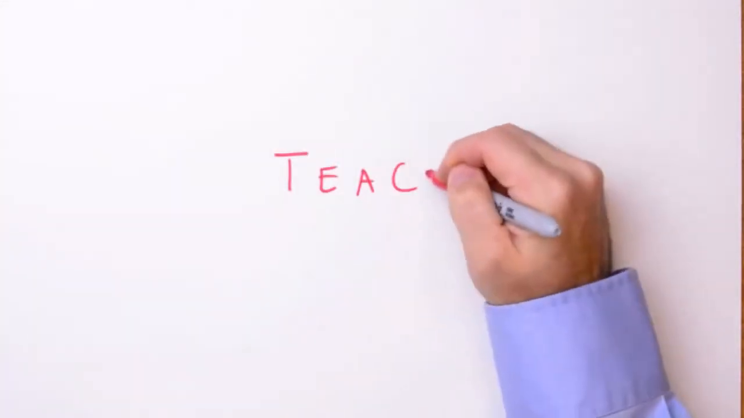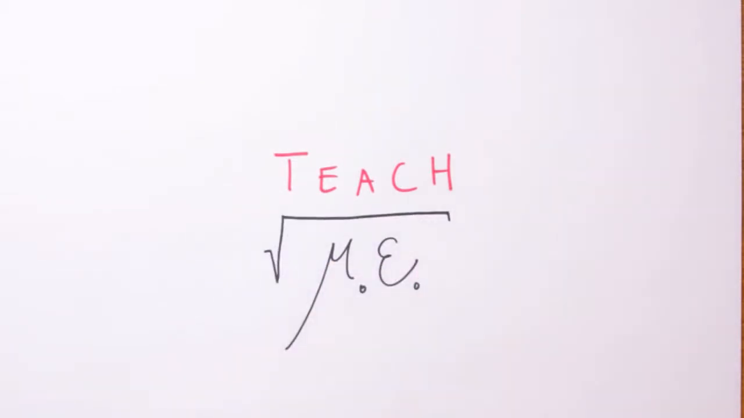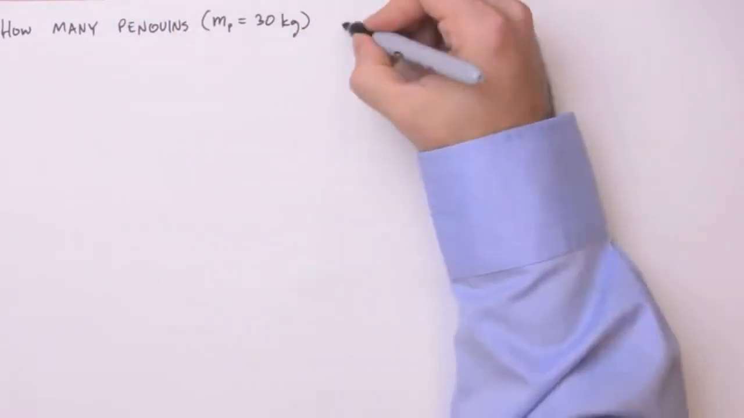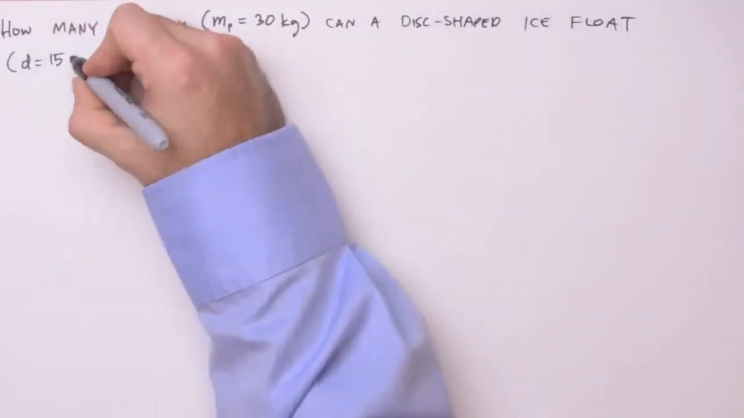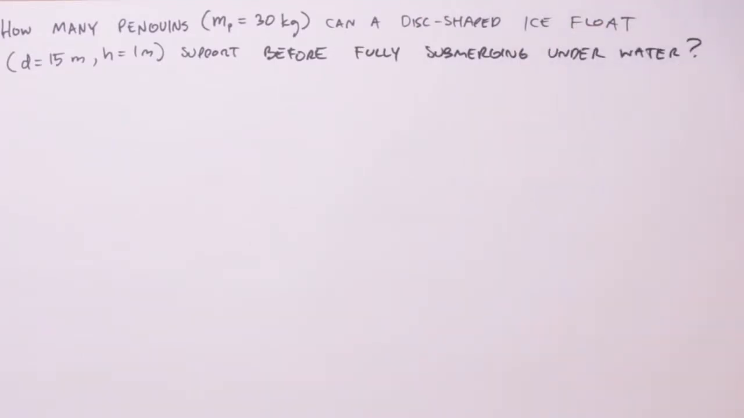Hello everyone, I'm Jesse Mason, and for this episode of Teach Me, we'll use Archimedes' Principle to determine the maximum load a floating body can carry before submerging completely in a fluid. Here we're considering a number of 30-kilogram penguins on top of an ice float of known dimensions.